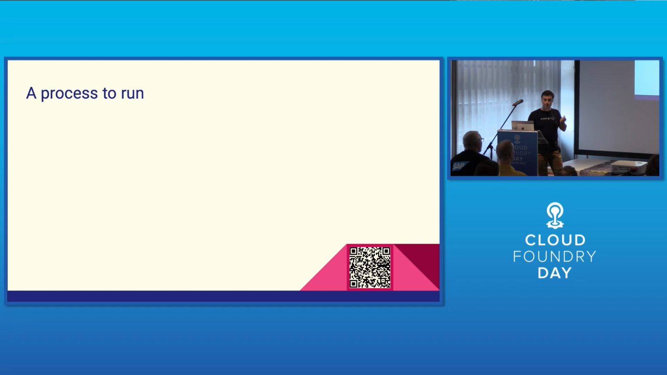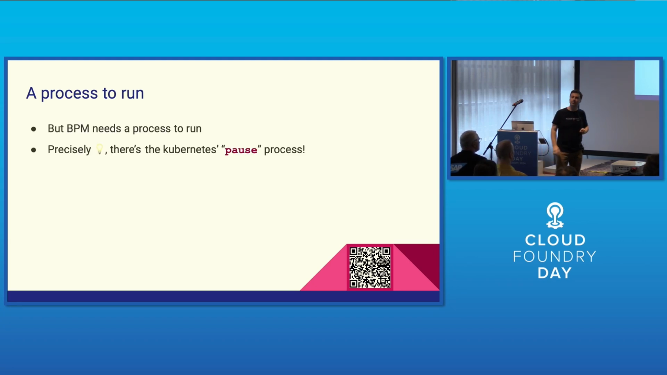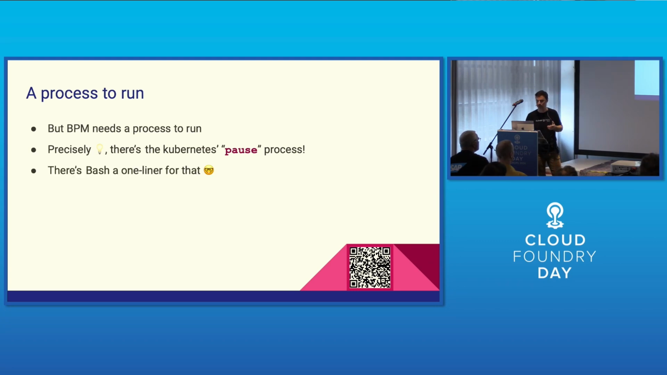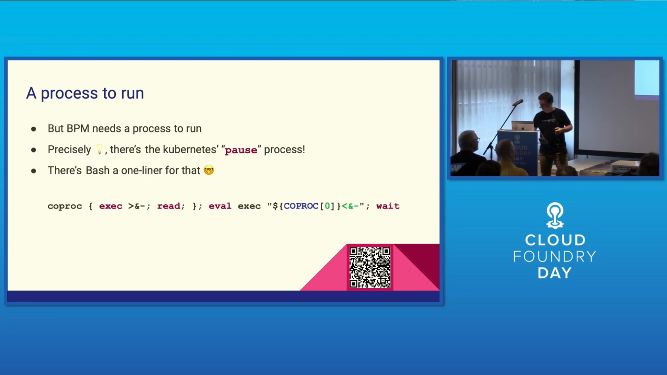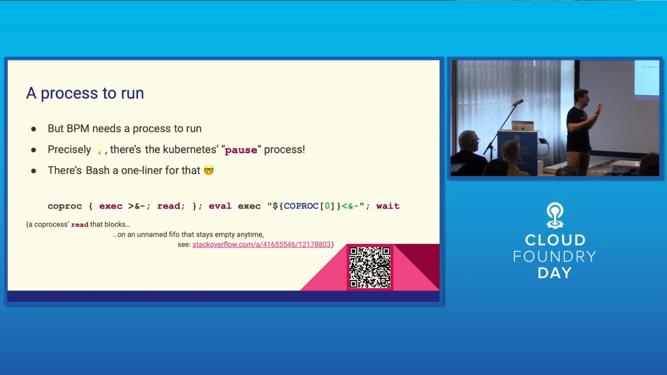So BPM needs a process to run. But it's a kind of process that won't do anything. Just start a unit file and then wait. That's precisely what the pause process does in Kubernetes. So it's a very interesting source of inspiration. And there's always a Bash one-liner for that. So this one is a process that does a read that blocks on an empty FIFO that stays empty any time. Well, I won't run into the details. It's explained there, but it works.